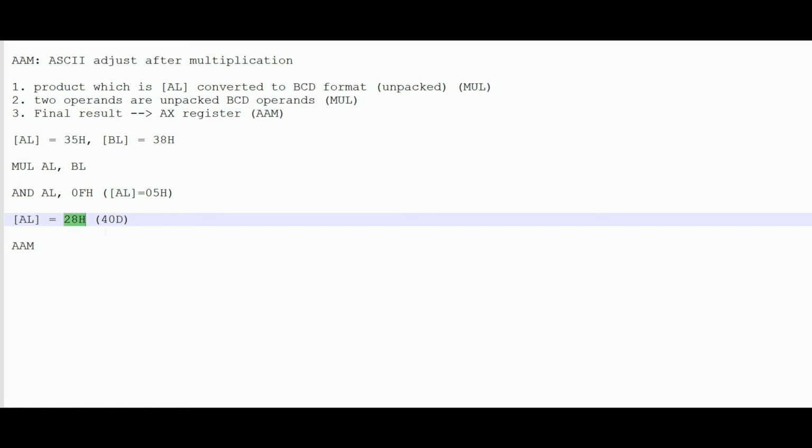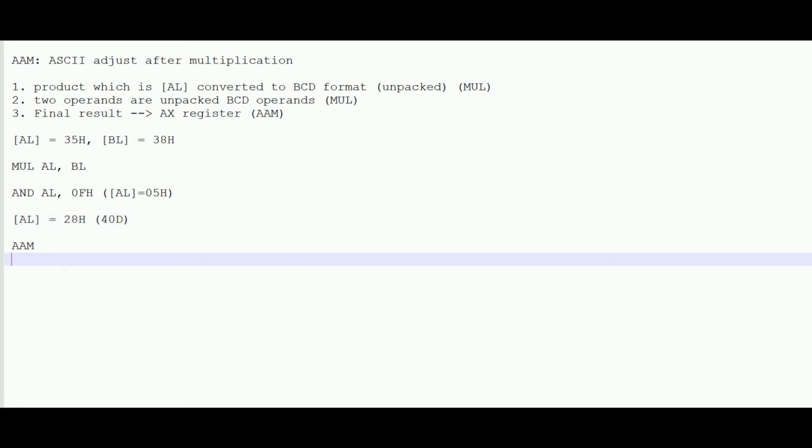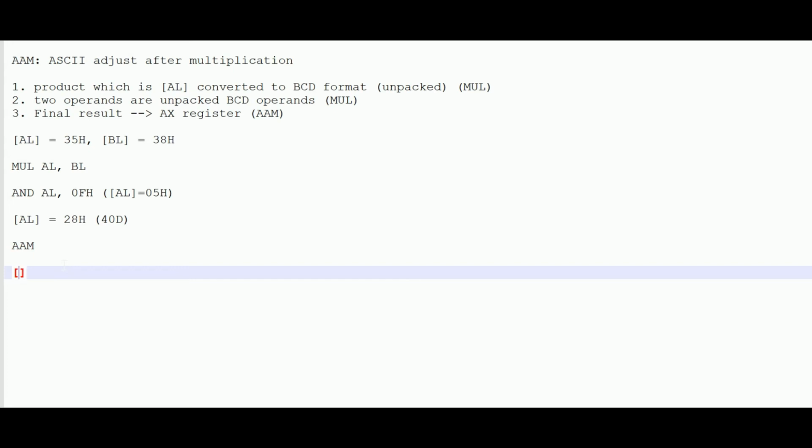So 28 converted into decimal, so the content of AL will now become 40D, or in hexadecimal, 40H, because all the registers contain hexadecimal values. But here 28 is basically getting converted to decimal, so it is 40D. To avoid confusion, let me just write 40. So AL contains 40. Now this has to get converted to unpacked BCD format.